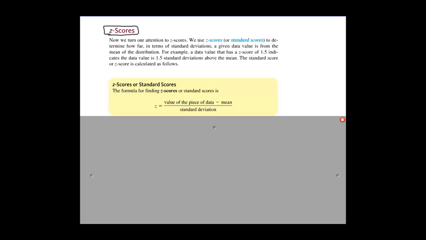Now we look at z-scores, also called standard scores, to determine how far, in terms of standard deviations, a given data value is from the mean. So each piece of data, we're going to standardize and make it a z-score or standard score. A z-score of, for example, 1.5 would mean that piece of data is 1.5 standard deviations above the mean. If it's negative, it would mean that it fell below the mean.